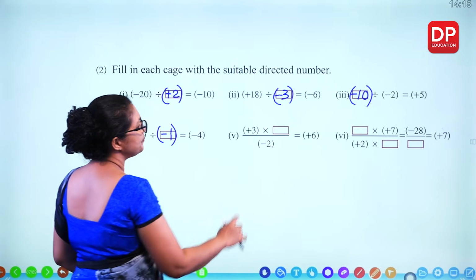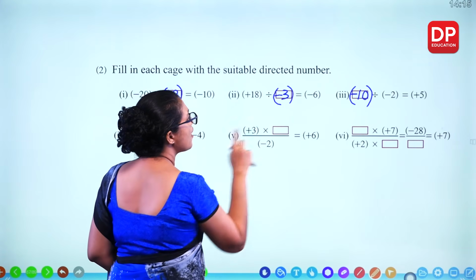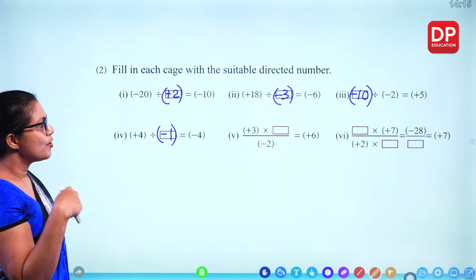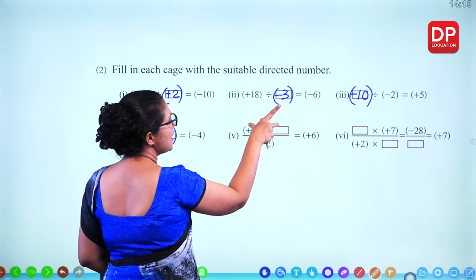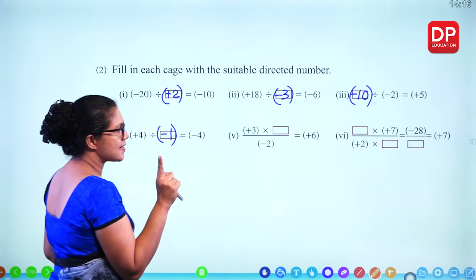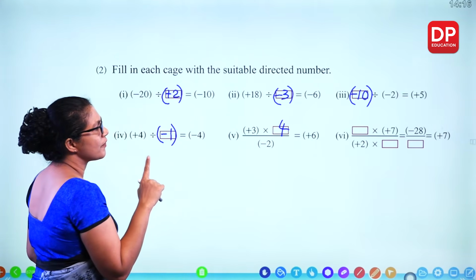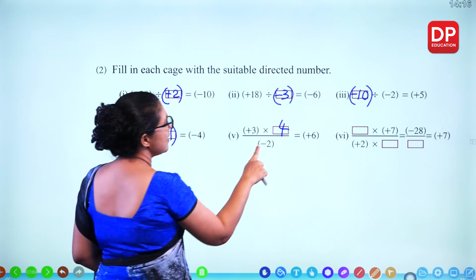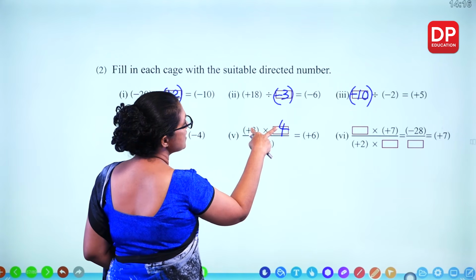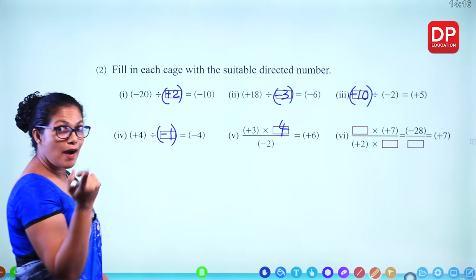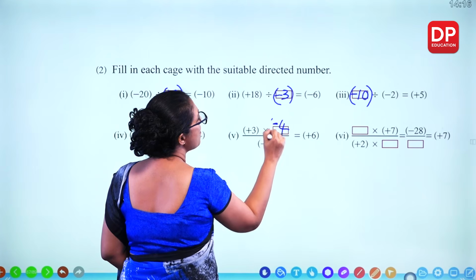How do you decide this one? When you divide this one by 2, you are getting 6. So think about the reverse way. If this is 12 here, 12 divided by 2, you get 6. How do you get 12 from 3? This should be 4. Now decide the sign. This is minus. And if it's plus and minus, the answer is minus. But the answer given is plus. So that means this should be a minus value.